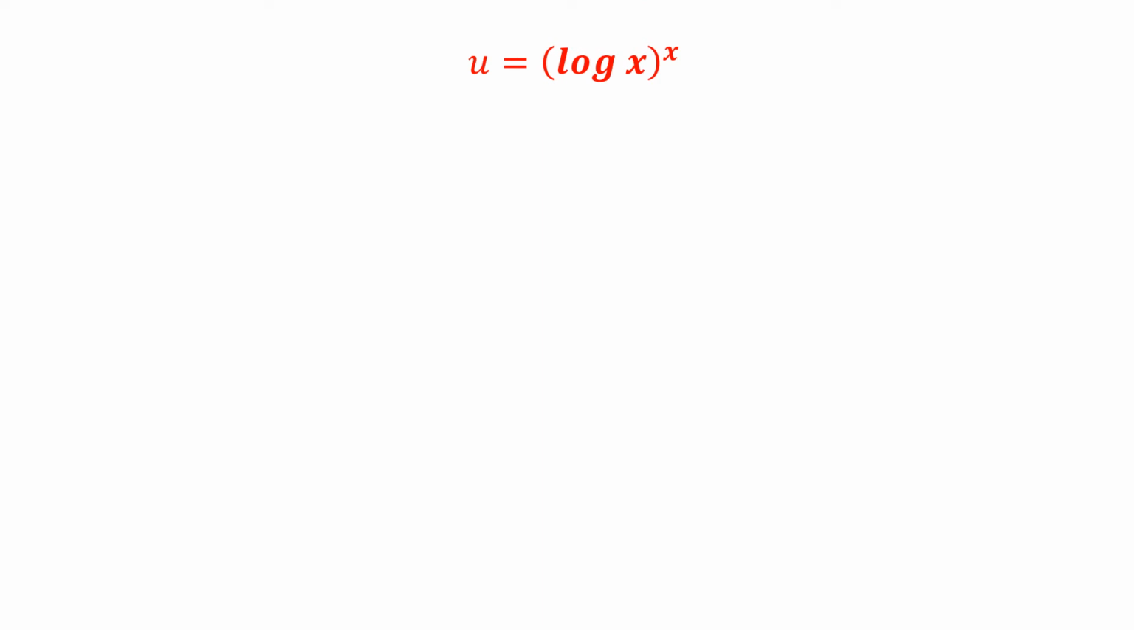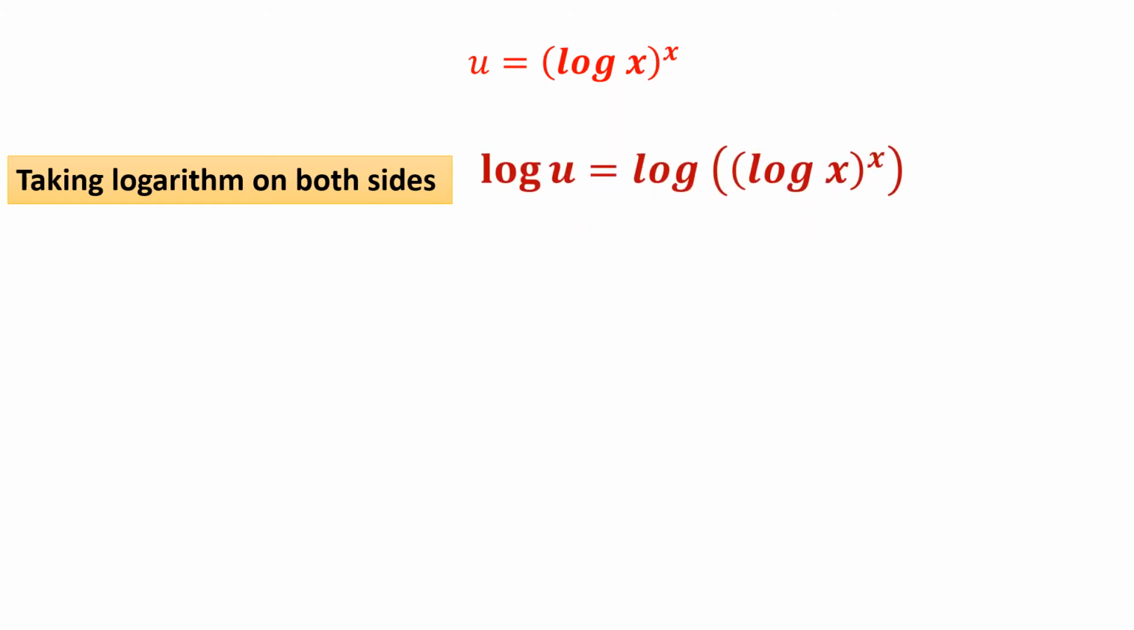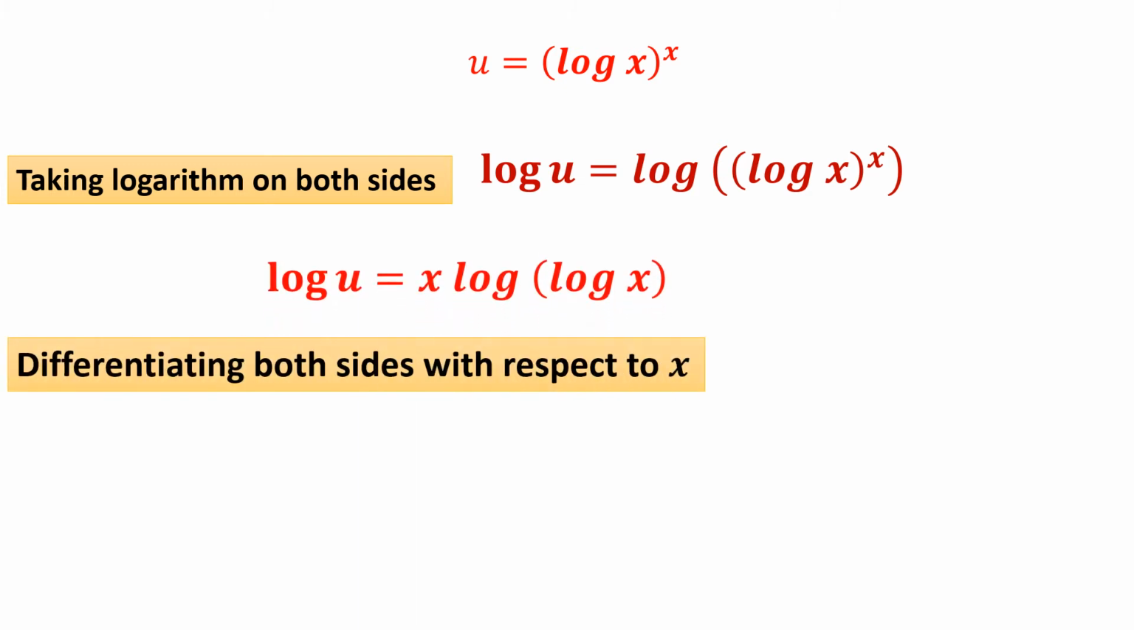First function, (log x) whole power x. Take log on both sides. Log u is equal to log of (log x) whole power x. X will come to the front. It is x log of log x. Now it is ready for differentiation.